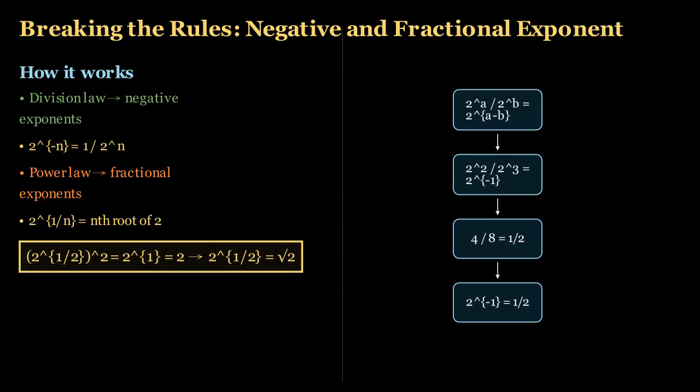Let's solve a concrete problem. What is 8 to the 2/3? This looks intimidating, but we can break it down. The denominator 3 tells us to take a root, specifically, the cube root, because we need a number that, multiplied by itself 3 times, gives the base. The cube root of 8 is 2, since 2 times 2 times 2 is 8.